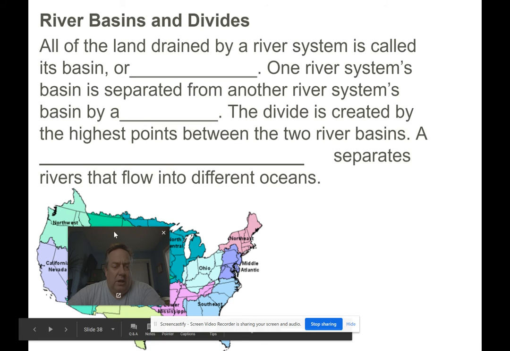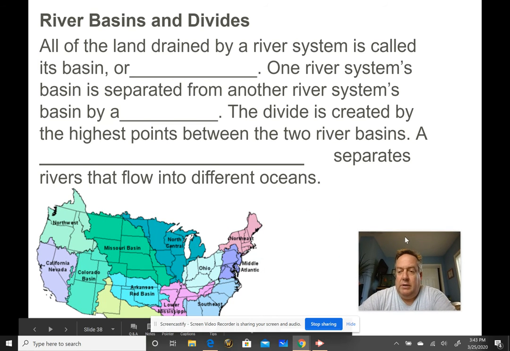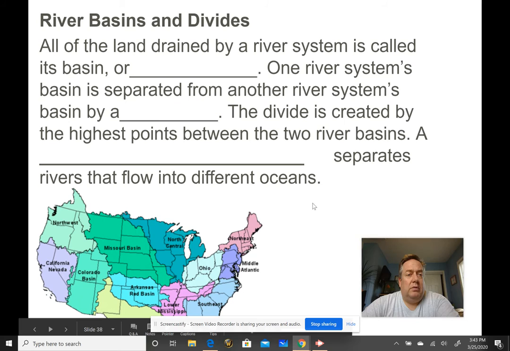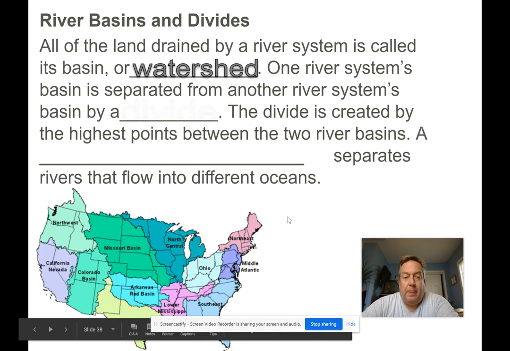Okay, and our final slide for today, I did promise that it was going to be a short video. Things called river basins and divides. Okay, so all the land drained by a river system is called its basin, or a watershed. All right, so local rivers have watersheds, which are going to be the land that's feeding into that river. All right, so if you live in a watershed, very important that you are not using things like fertilizer on your lawn because that will poison the water.